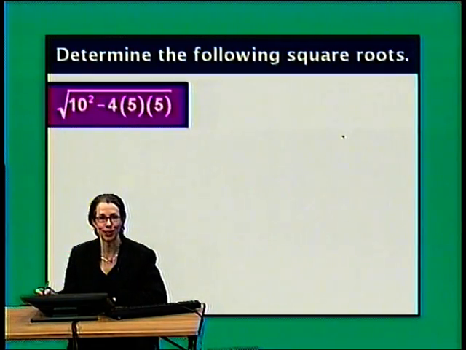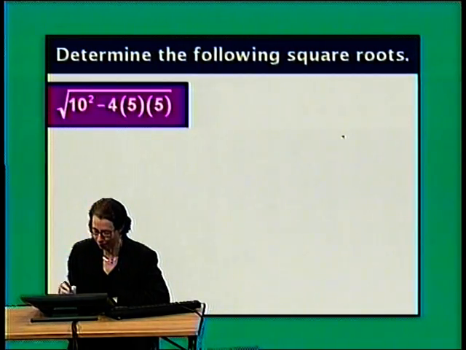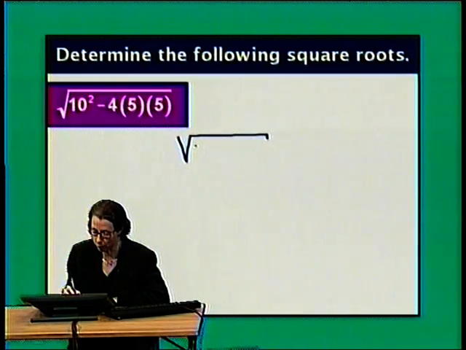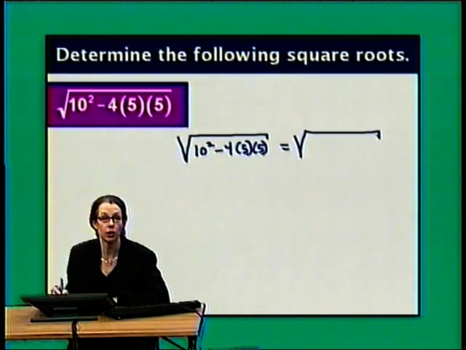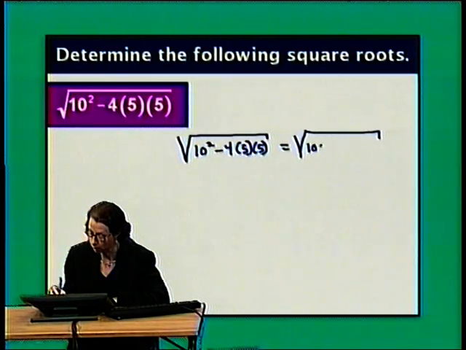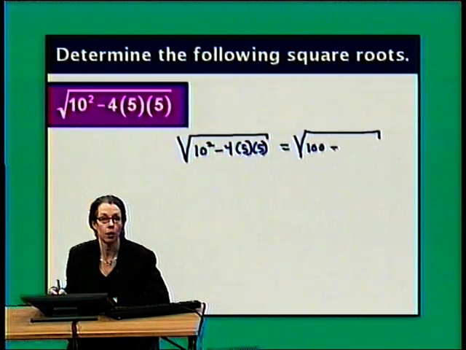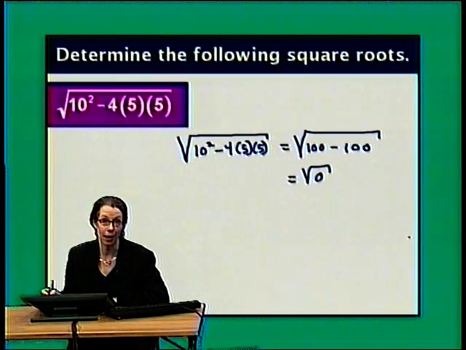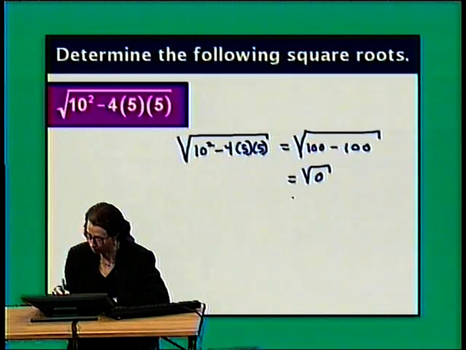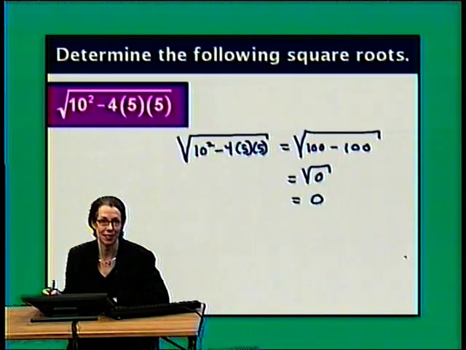Whew, big expression under the radical. Let's simplify that first because the radical is a grouping symbol. So I have the square root of 10 squared minus 4 times 5 times 5. Well, order of operations. I'm going to evaluate that power and perform the multiplication. 4 times 5 is 20. 20 times 5 is 100. Under the radical, I just have 0. And what non-negative number can I square to get 0? Well, that would be 0. The square root of 0 is 0.